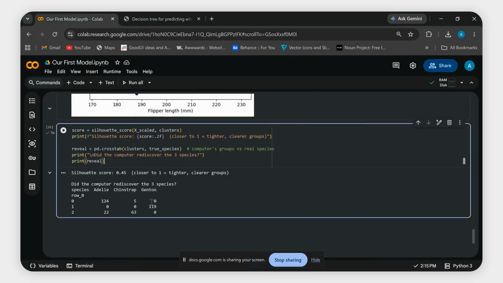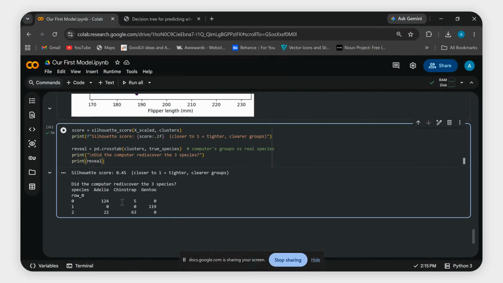The Gentoo separates almost perfectly. It's even perfect. The Gentoo is really perfect. We can see that the Chinstrap and the Adelie have some overlaps. It's also the same in supervised learning. We could see that there was a mix-up between the Chinstrap and the Adelie.